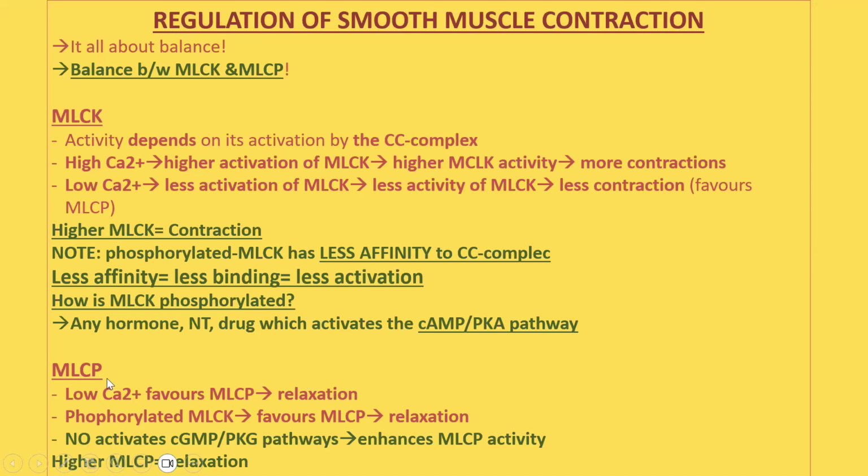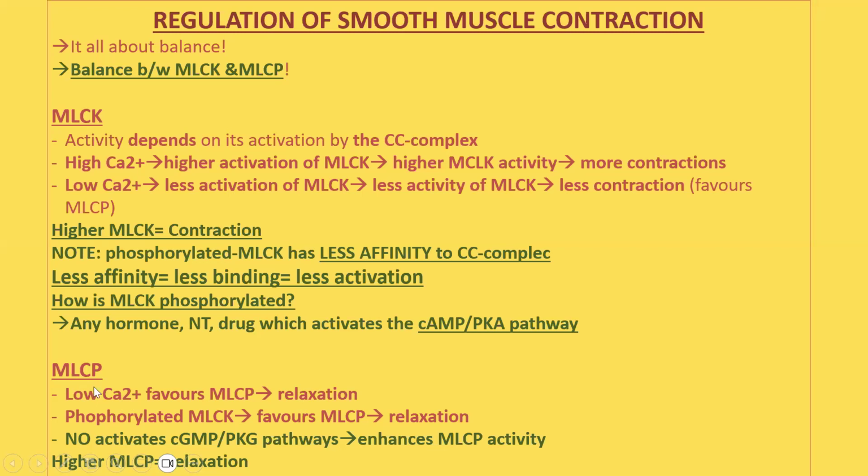So if you have low calcium and low calcium-calmodulin complex, the equilibrium will shift and favor the MLCP. The same thing, if you have phosphorylated MLCK, you have less contraction or activation of the myosin. It will favor what? It will favor MLCP. Why? Because it is an equilibrium. These two steps are basically when the MLCK itself is low or when the calcium is low, and it favors MLCP.